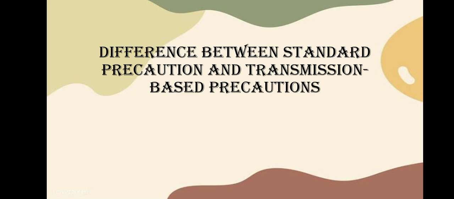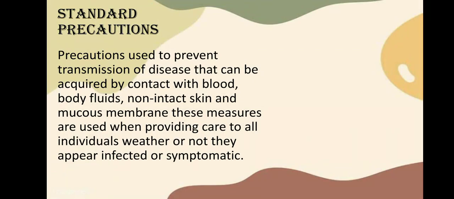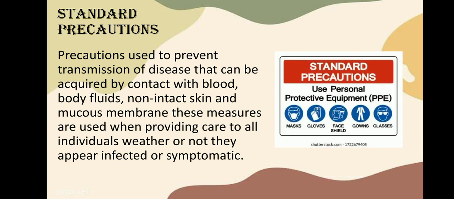Now, let's discuss the difference between standard and transmission precautions. Standard precaution. Precaution used to prevent transmission of disease that can be acquired by contact with blood, body fluids, non-intact skin, and mucous membrane. These measures are used when providing care to all individuals whether or not they appear infected or symptomatic. Standard precautions are basically used to protect the healthcare provider from potential infection.